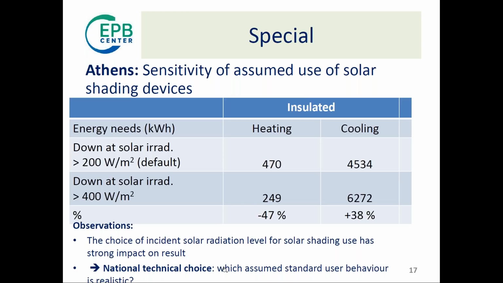So one of the choices in the National Annex, in the Annex A of the standard, is about the level of solar radiation where you start to use the solar shading device, or you could also choose nationally a more complex operation schedule. And so the question is, which assumed standard user behavior is the most realistic? And that's one of the national choices you can make.